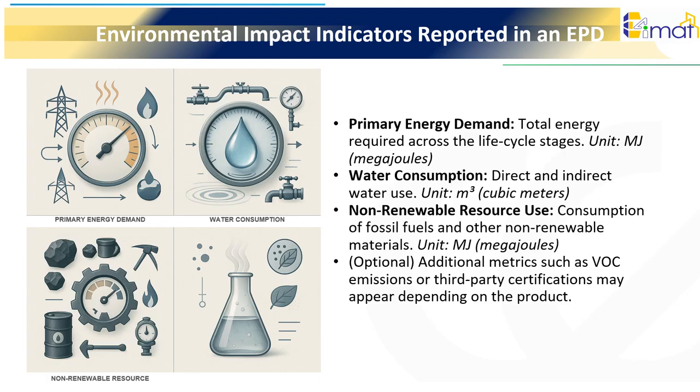Now let's look at resource-related indicators and their units. We start with primary energy demand, which is measured in megajoules. This value reflects the total energy used across the life cycle. Next is water consumption, expressed in cubic meters, capturing both direct and indirect water use in manufacturing processes. We then have non-renewable resource use, also measured in megajoules, representing the consumption of fossil fuels and other finite materials.